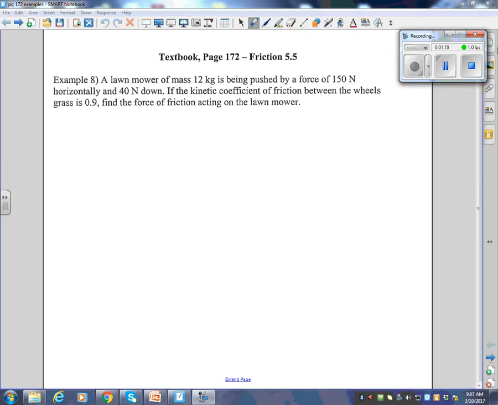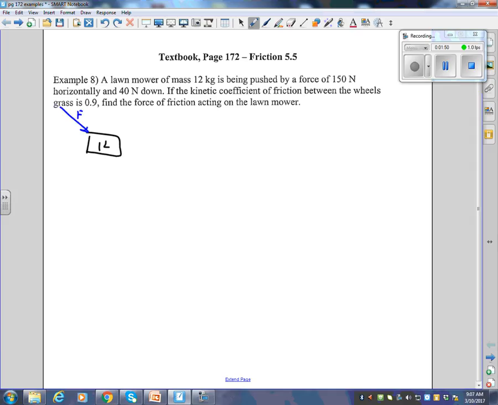Okay, so we got 12 kilograms. Now it's 150 newtons horizontally. It's a push, but generally, remember, we draw free body diagrams as if they're always pulls. So we're going to put our 150 there, and 40 newtons down. Okay, so it's actually being pushed. Maybe I should draw it like this. I hope you guys are using pencils. Maybe we should draw it like this.